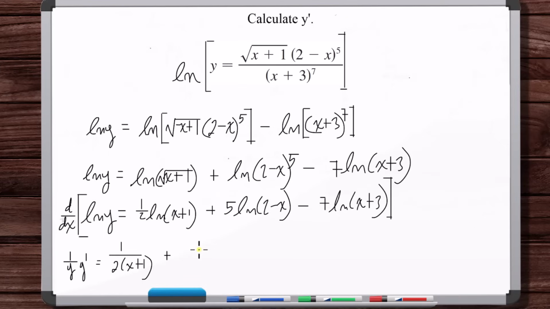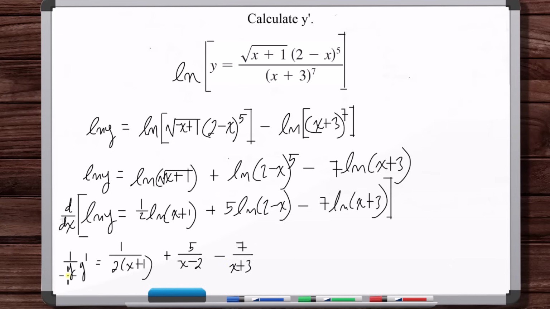So we've got minus 5 over 2 minus x. We can take out a minus from the denominator and make that x minus 2, and so turn this into just positive 5 over x minus 2. Okay, now the derivative of natural log of x plus 3 is 1 over x plus 3, and then times the derivative of x plus 3, which is just 1, so this is 7 over x plus 3.